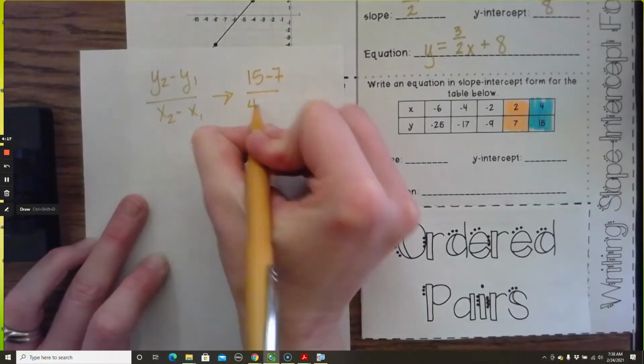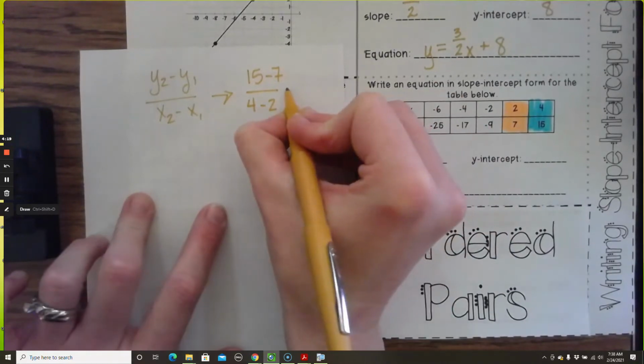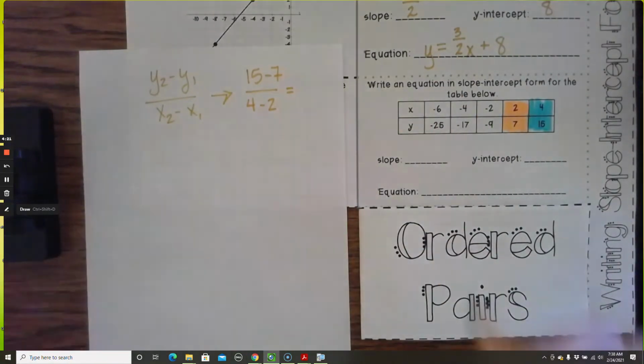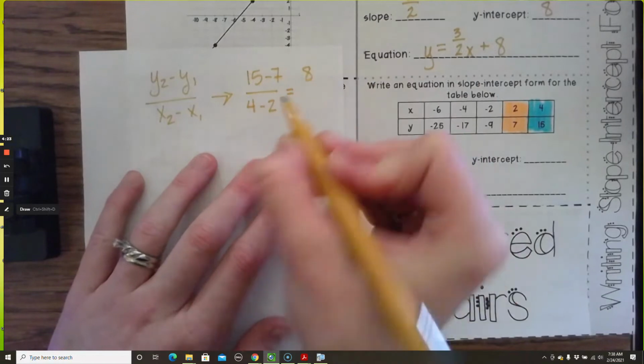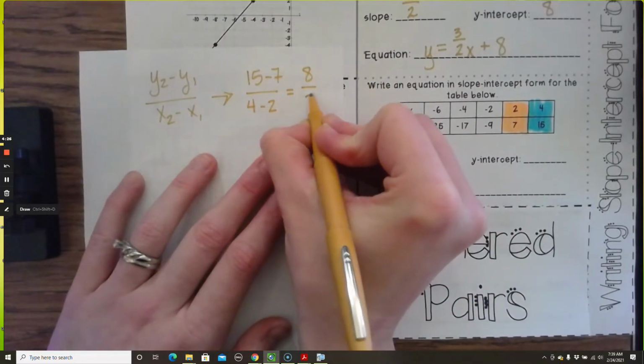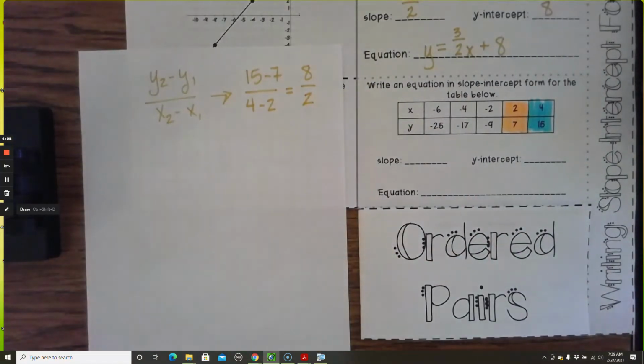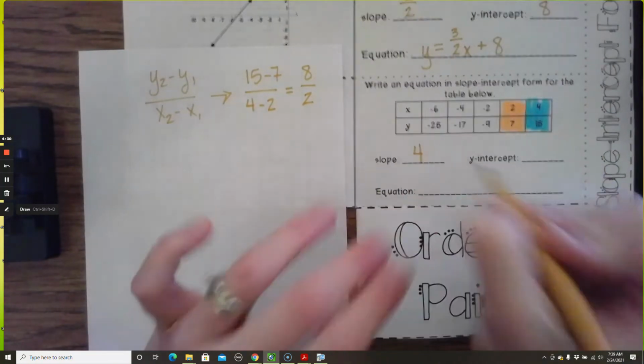X's are 4 and 2. And so 15 minus 7 is 8. 4 minus 2 is 2. And if I simplify, 8 over 2 simplifies to 4.